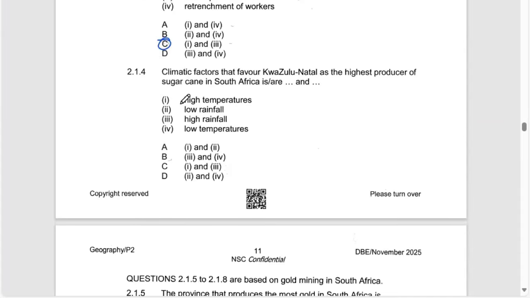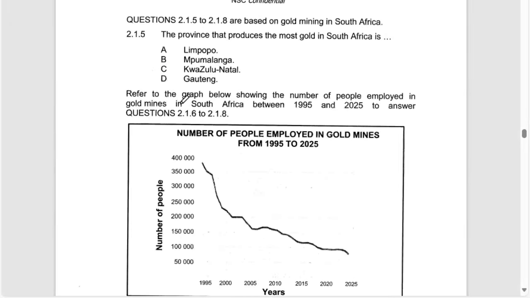Climatic factors that favor KwaZulu-Natal as the highest producer of sugarcane in South Africa. We understand that KwaZulu-Natal is on the eastern coast, which means temperatures are relatively higher, and also the rainfall is higher. So for that reason, we are saying our response is item 1 and item 3, which gives us letter C.